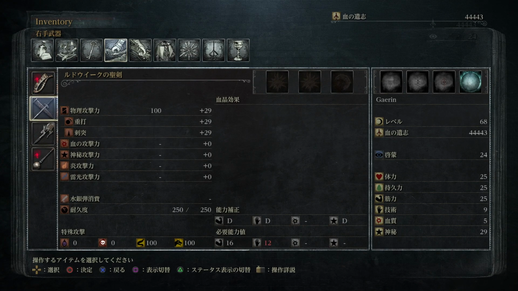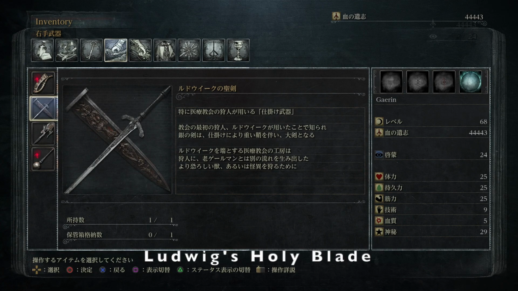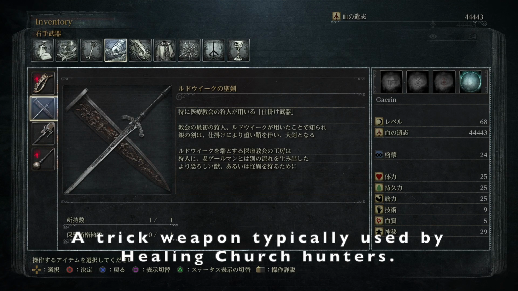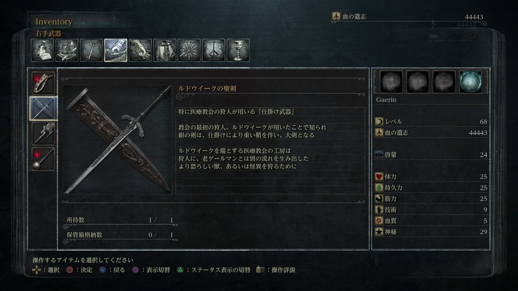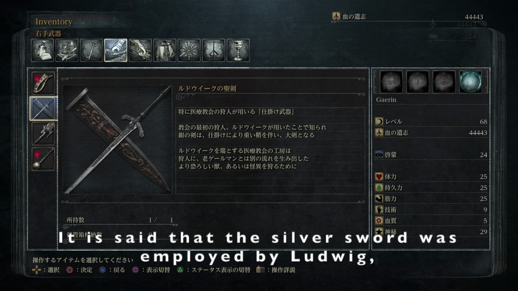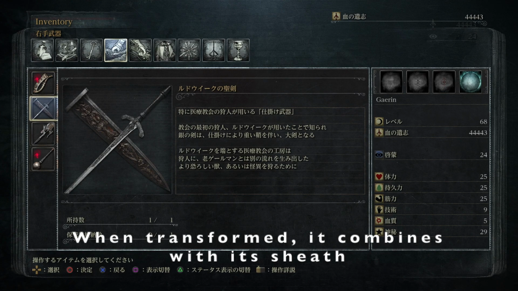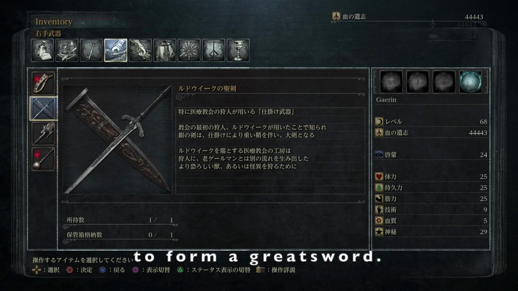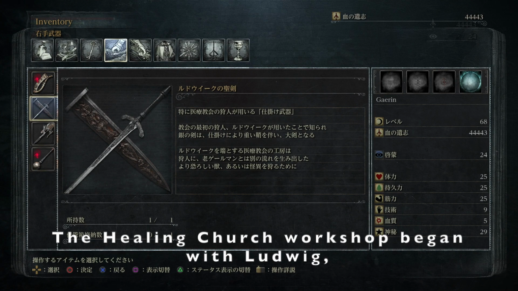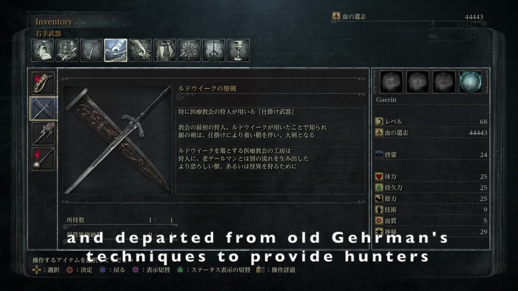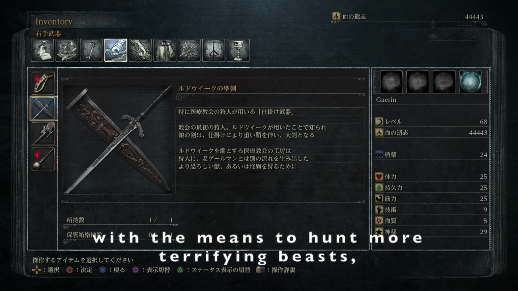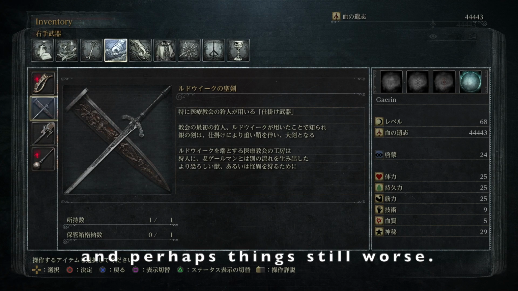Let's turn to another item with its own lengthy description. Holy Sword of Ludwig, a trick weapon used especially by hunters of the Healing Church. Famous for being used by Ludwig, the first hunter of the church. The silver sword can be accompanied by its heavy sheath by means of a device, becoming a large sword. The Healing Church workshop, beginning with Ludwig, gave birth to a different style for hunters than aged Gehrman in order to hunt more frightening beasts, or perhaps strange wonders.